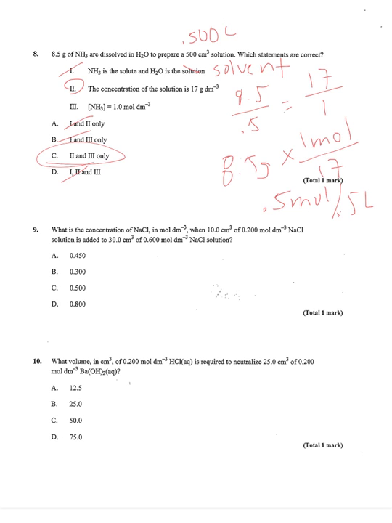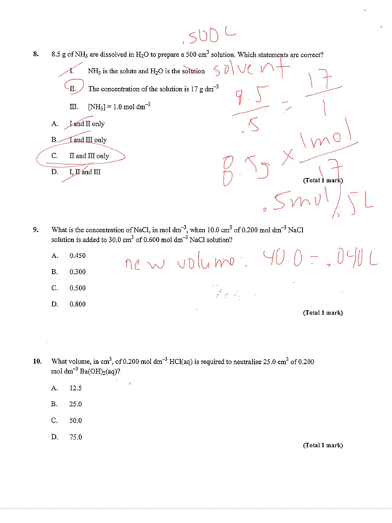Number 9, what is the concentration of NaCl in moles per decimeter cubed when 10 cc's of 0.2 molar NaCl is added to 30 cc's of 0.6 molar NaCl? So this is where you use C equals N over V. The volume's easy. 10 centimeters and 30 centimeters. I'm going to have a new total volume of 40 centimeters cubed, or 0.040 liters.